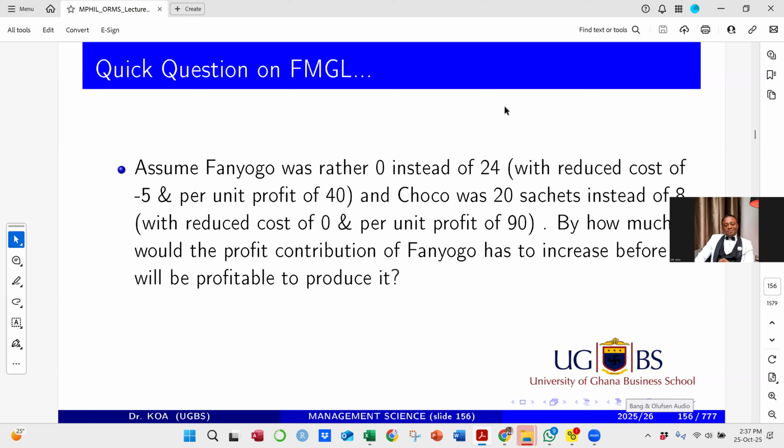Then somebody comes to the manager that I want you to produce it. And the manager said, no, I can't produce it because the per unit profit I will get is 40. The only time I will produce this thing is if the per unit profit should go up. The question is asking you, by how much would that per unit profit have to go up for this guy now to be willing to produce it? Remember, the profit right now is 40. By how much should it go up for it to be producible?